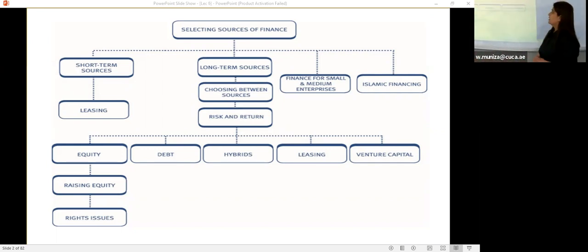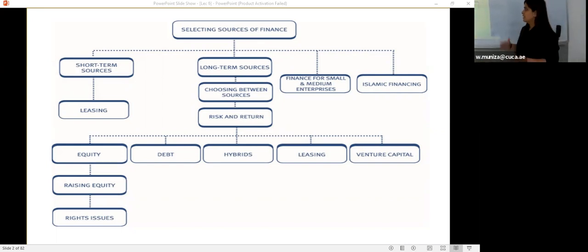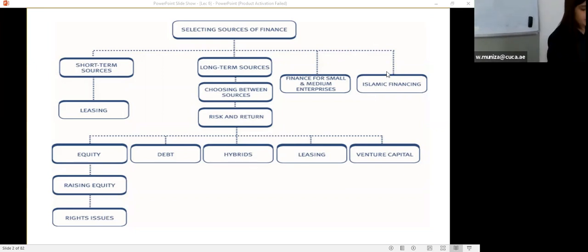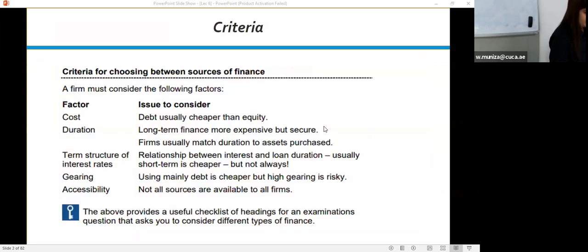Then we are going to discuss the finance for small and medium enterprises. This is just a very small portion, okay? Just a paragraph you can see. And in the last we are going to learn about Islamic financing as well. So Islamic financing, small and medium enterprises finance, leasing, venture capital, hybrids, these are all theory related parts, okay? Regarding raising equity, rights issues, and debt, we are going to have the numerical portions as well.